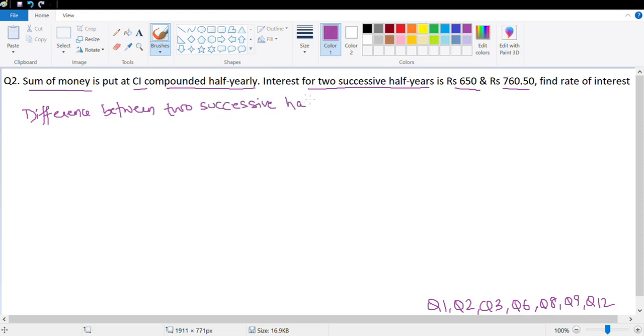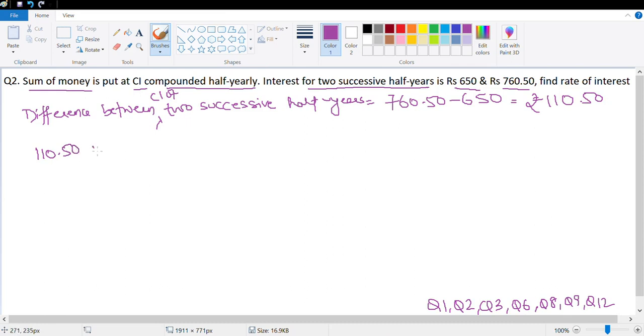half years. Difference between compound interest of two successive half years is equal to 760.50 minus 650, which is equal to rupees 110.50. Now what it means is 110.50 is interest on the previous compound interest, in this case 650, for how many years? In this case the time is half year, which means it's being compounded half yearly, so for half year.